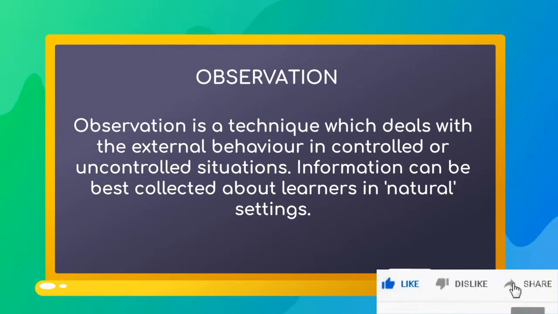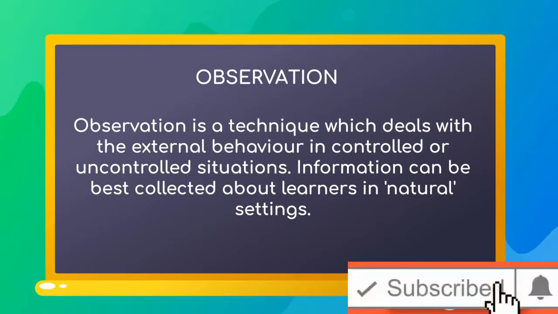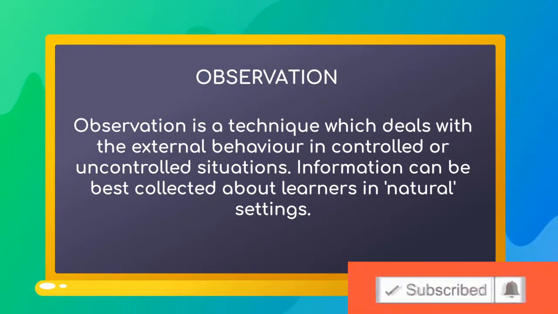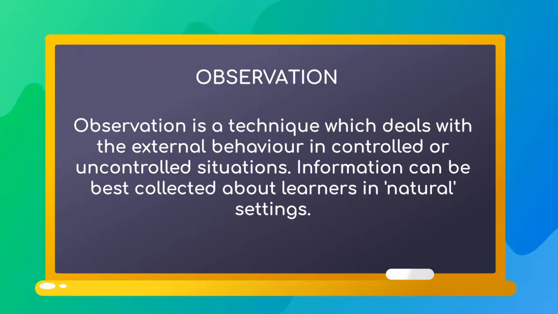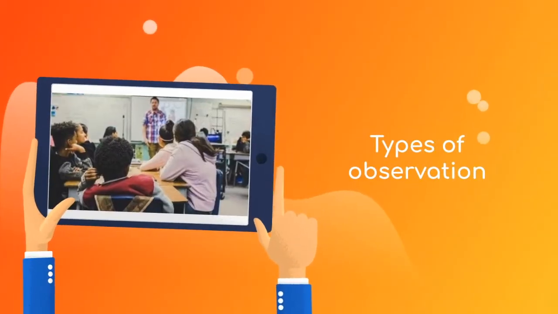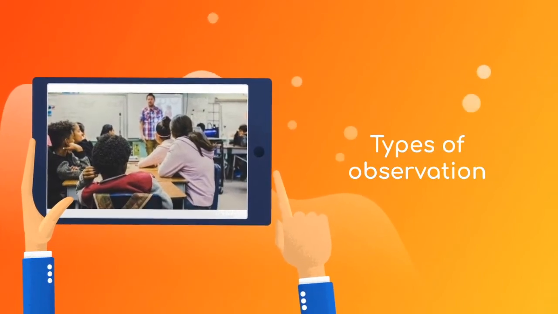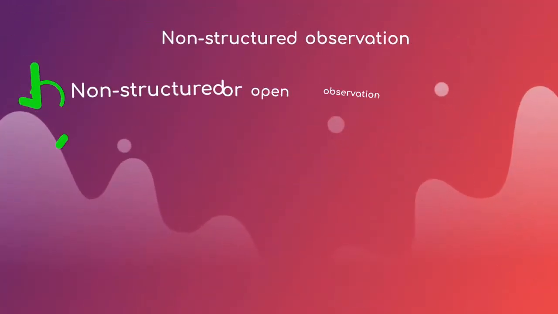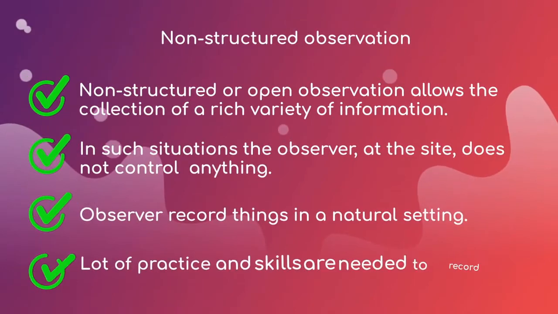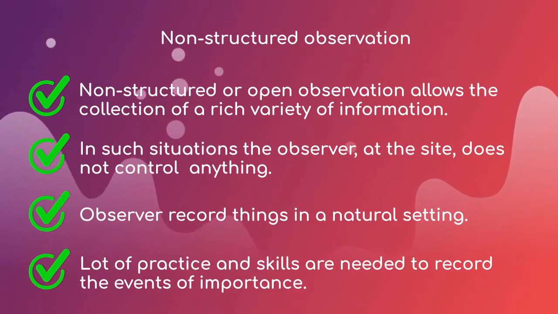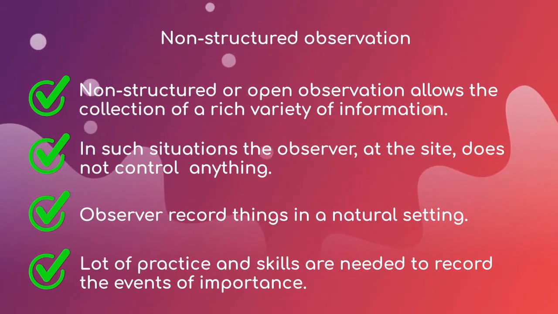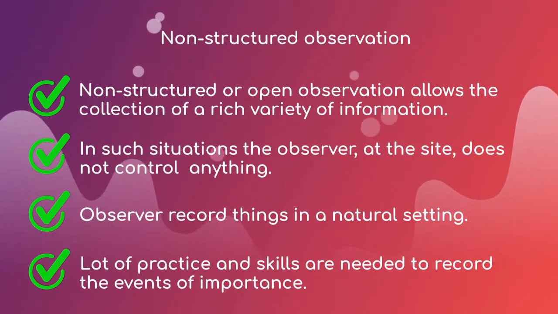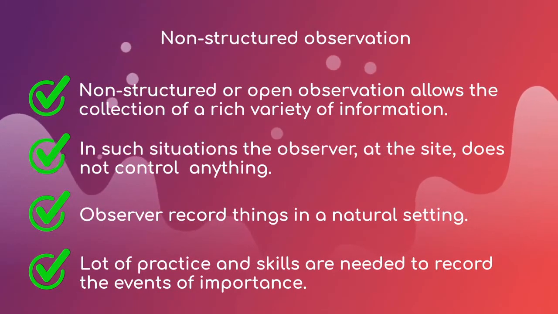Whereas observation is a technique which deals with the external behavior in controlled or uncontrolled situations. Information can be best collected about learners in natural settings. There are two types of observation we can see here in the presentation. First are non-structured observations, which are open or natural observations and allow collection of a rich variety of information. In such situations, the observer is present at the site but does not control anything, does not manipulate.